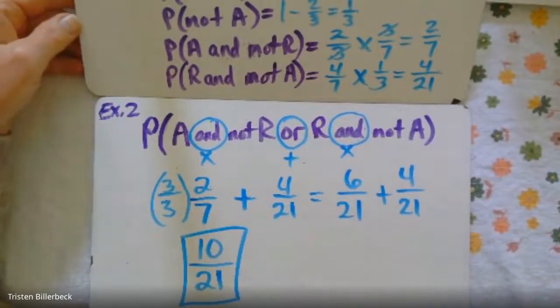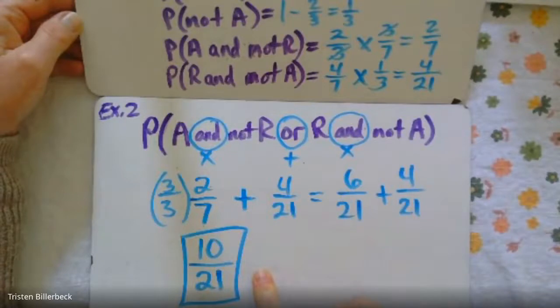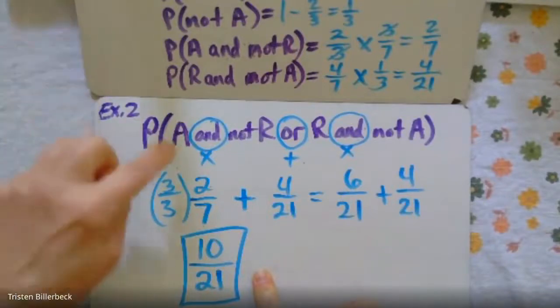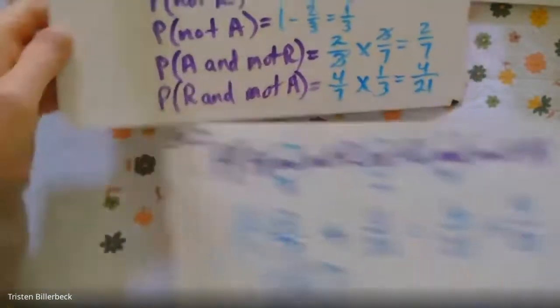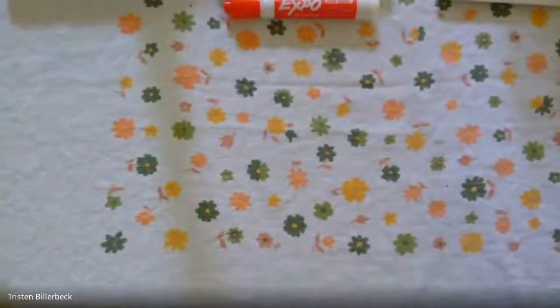All right, so what this means, by the way, is this is the probability that Anna or Ryan wins, or solves the problem. So that's why it was so difficult, because only one of them solved the problem. All right, so let's go to example 3.